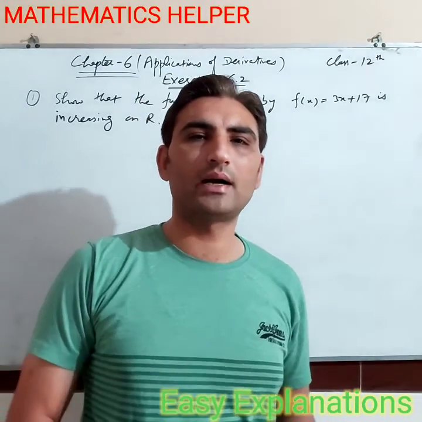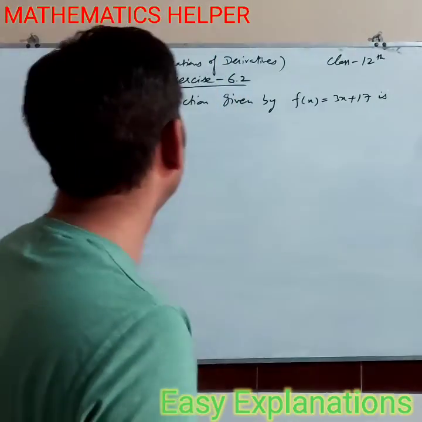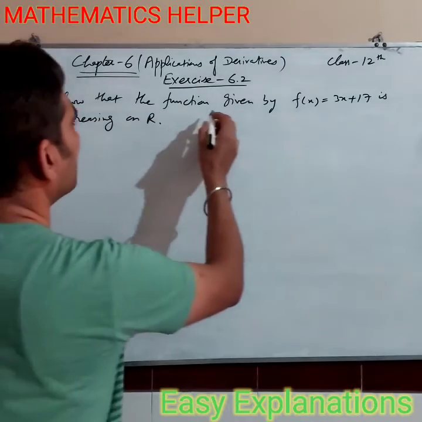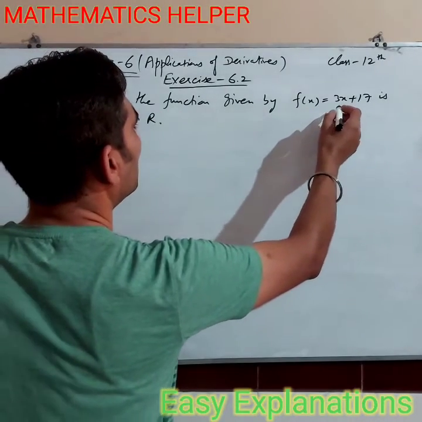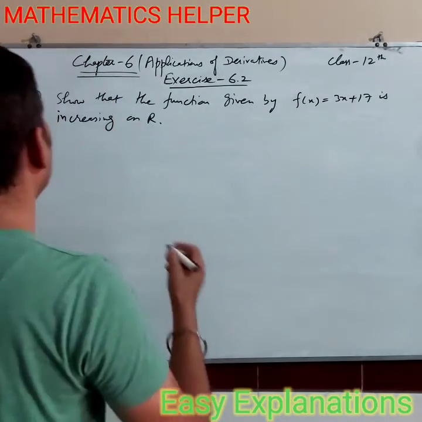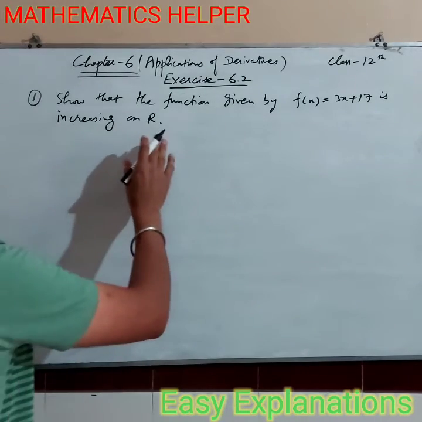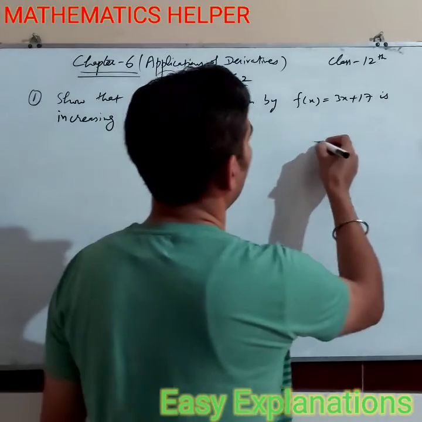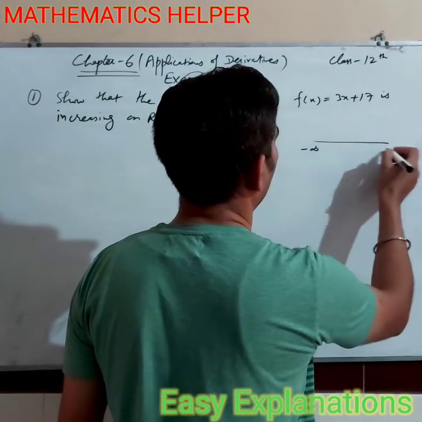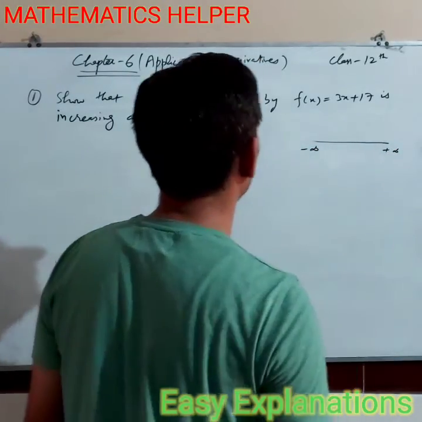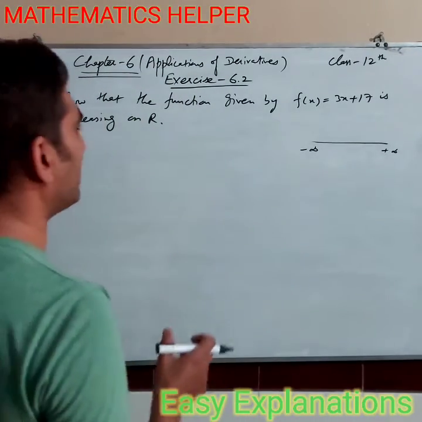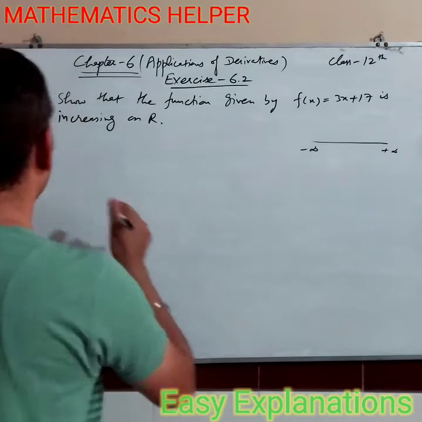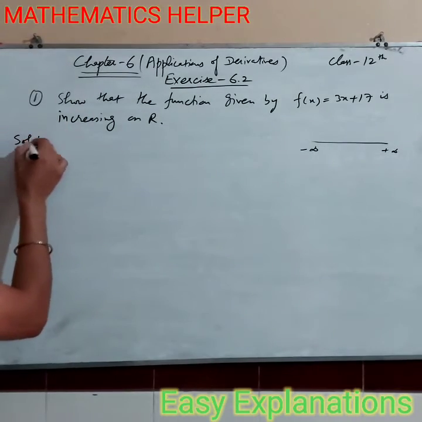Now I am going to start question number 1 of 6.2. It is given like this. Show that the function given by f(x) = 3x + 17 is increasing on R. R means real numbers. So the real number line, remember, is between minus infinity and plus infinity. But there is no particular interval mentioned, the full real number line is given to you. Now we have to start its calculation.